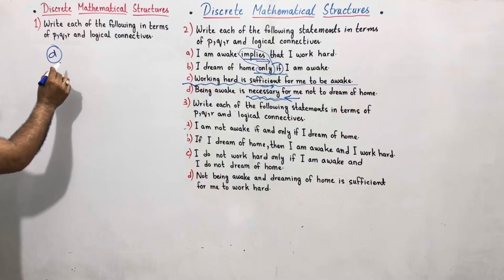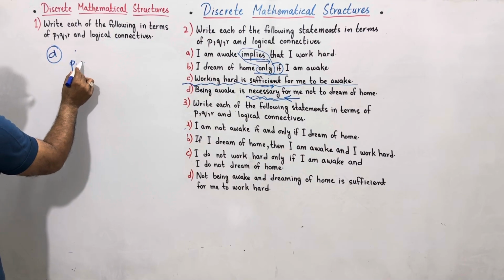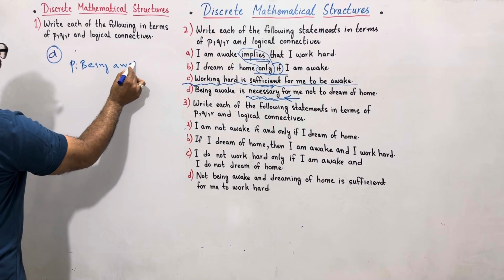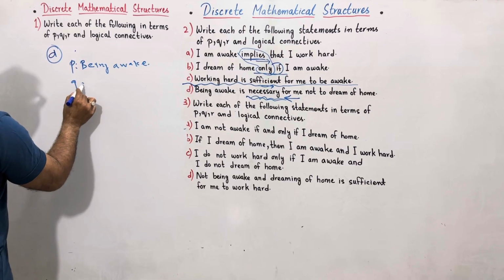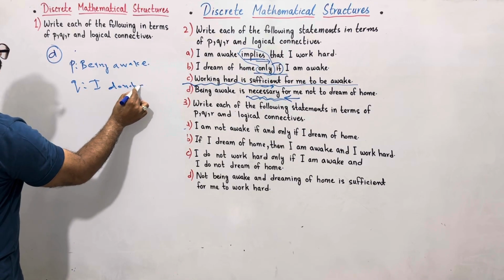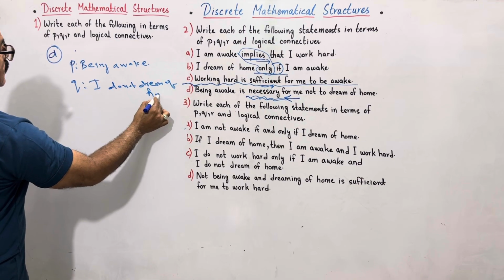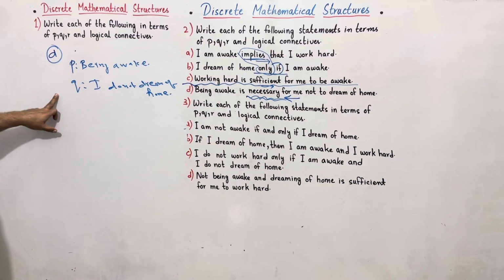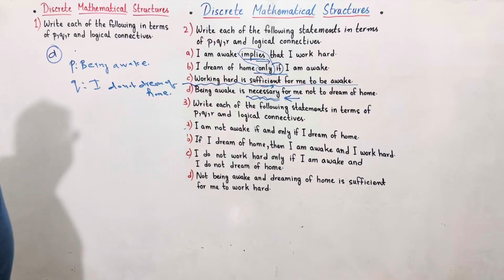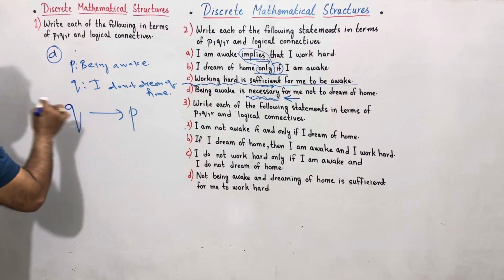Here, let me write P: being awake, and Q: I do not dream of home. Look at this. In the case of necessary, it is our reverse arrow. It means Q implies P.